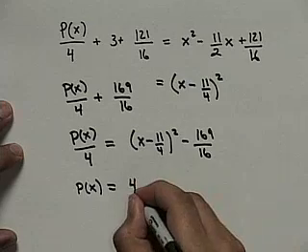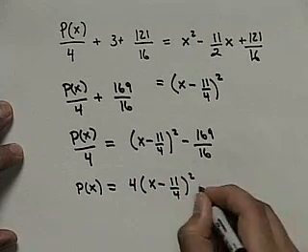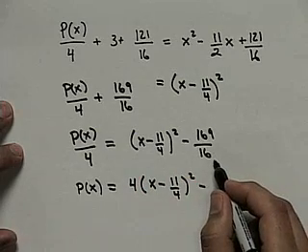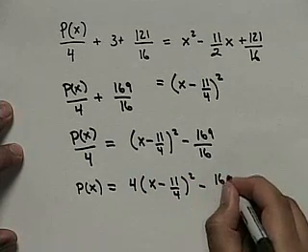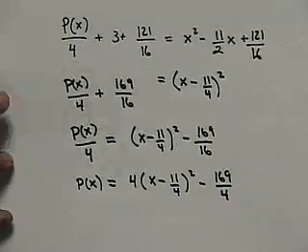So when we do that, we get 4 times quantity x minus 11 over 4 quantity squared minus, and then 169 over 16 times 4 leaves us with 169 over 4. So from this form, what we can do now is take a look and find the vertex of our parabola.